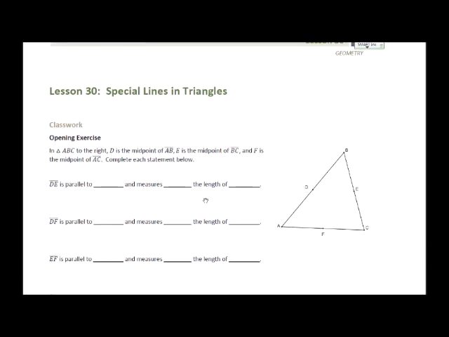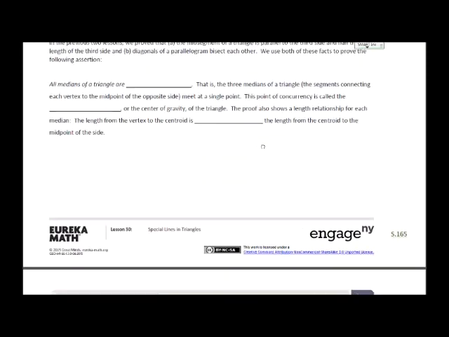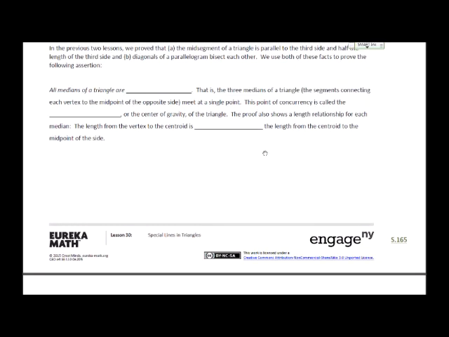In Lesson 30, we're talking about medians. We haven't defined median yet. The median is defined to be the segment connecting a vertex with the opposite midpoint, and that is a median. Now, one thing about medians we're asked to prove is that all medians are concurrent, which means that all three medians intersect at the exact same point, and we'll prove that on the next page.